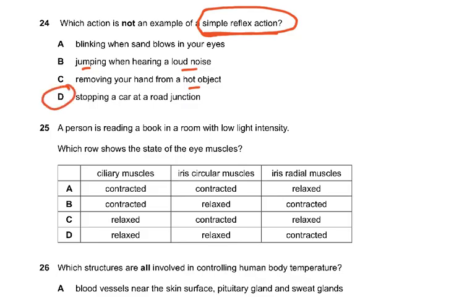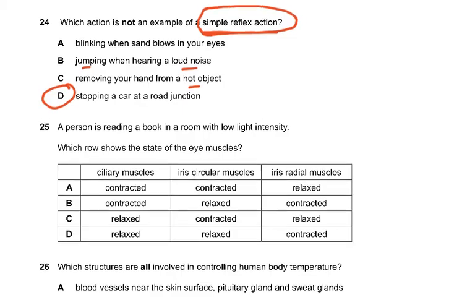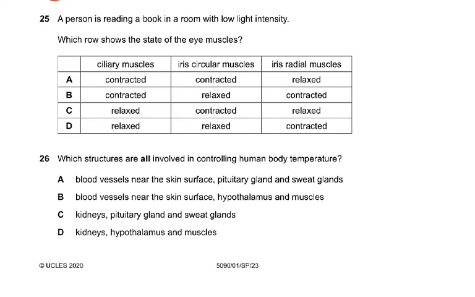Now, D is the only one which is something which you're doing because you stopped a car at a road junction. There's no stimulus while you're just driving and there's a road junction and you stop to see if any car is coming from any side. So that is why it's not a simple reflex action. So answer is D. Then we come on to question number 25.